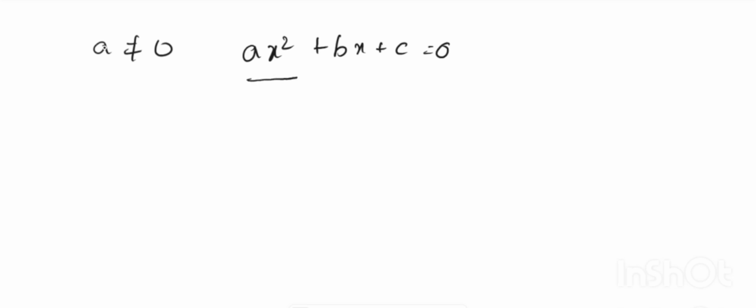Why is it that a is not equal to 0 in the quadratic equation ax² + bx + c = 0? If a is equal to 0, then ax² vanishes and only the linear expression remains. Then we will get a linear equation, not a quadratic equation. It is always important to have degree 2 if it is a quadratic equation.